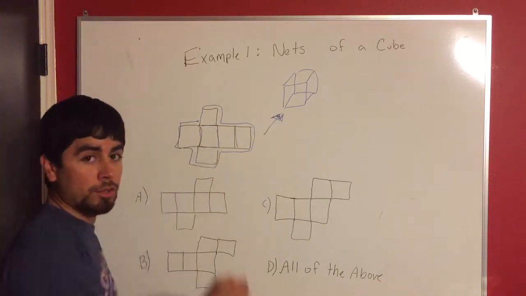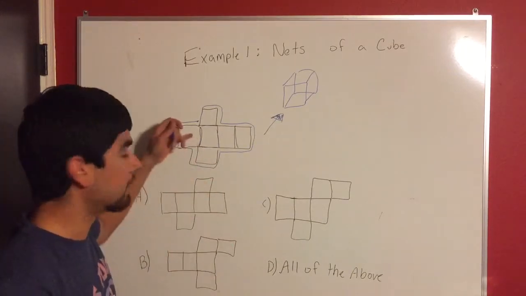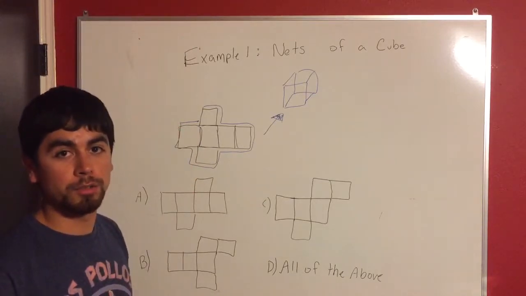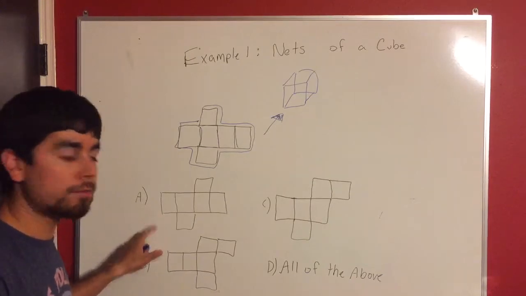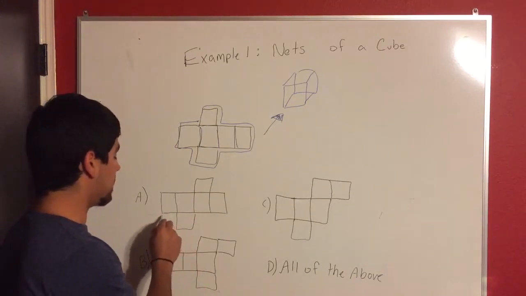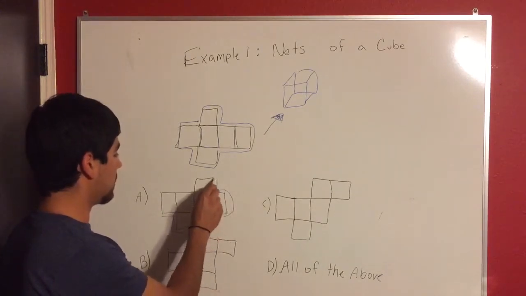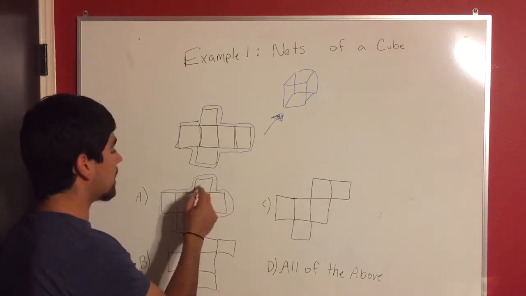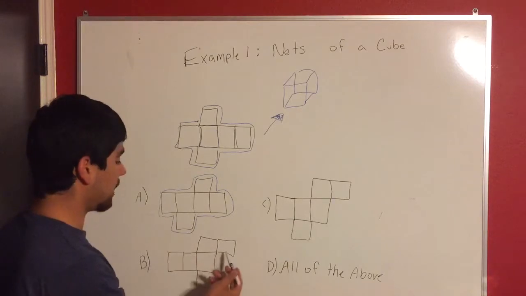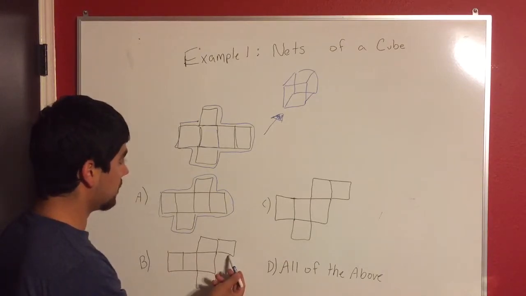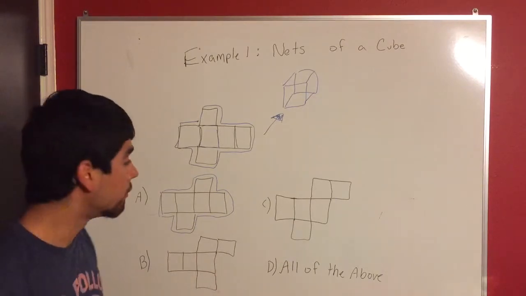So I have a question about this net. Is this the only way you can make a cube? Like, is this the only net you can make into a cube? A right here, it's a different net. If you notice, one of the sides is off.